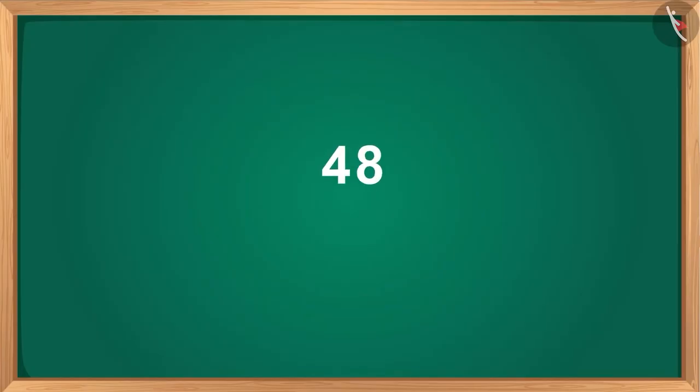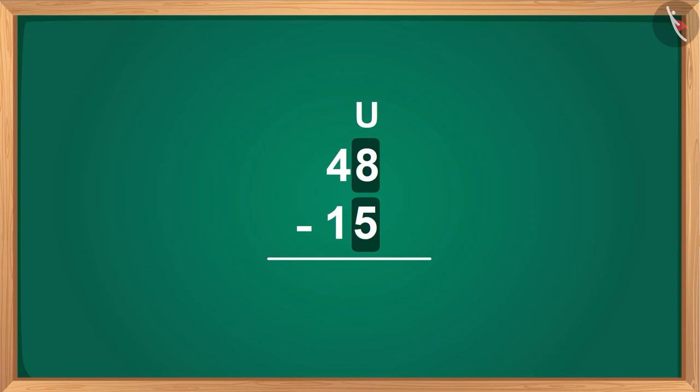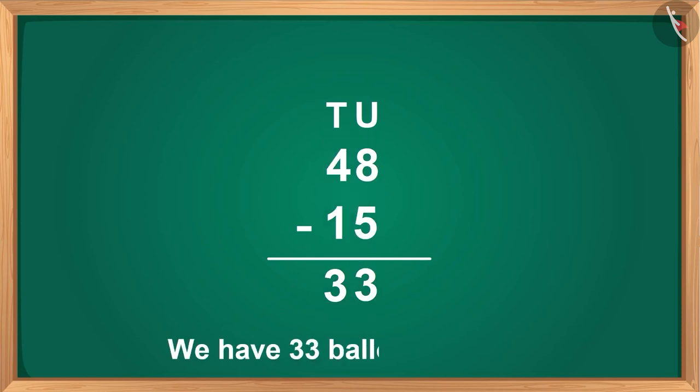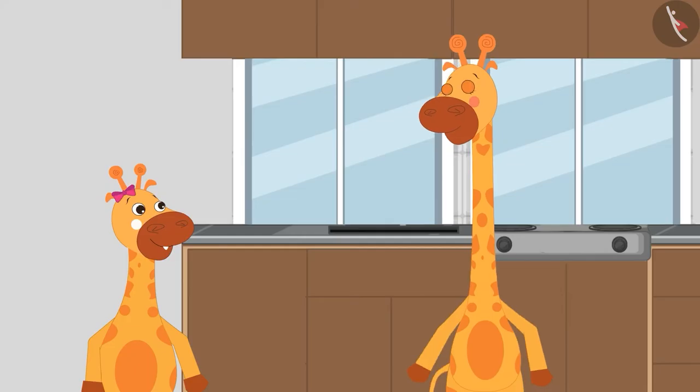Mama, we can also solve this by arranging these numbers vertically. That is, by writing them in vertical rows. First, we subtract the numbers in the units place. 5 subtracted from 8 is 3. We write it here. Next, we will subtract numbers in tens place. 1 subtracted from 4 is 3. So, 48 minus 15 is equal to 33. Mom, we have 33 balloons in total. Well done, Gaffy.